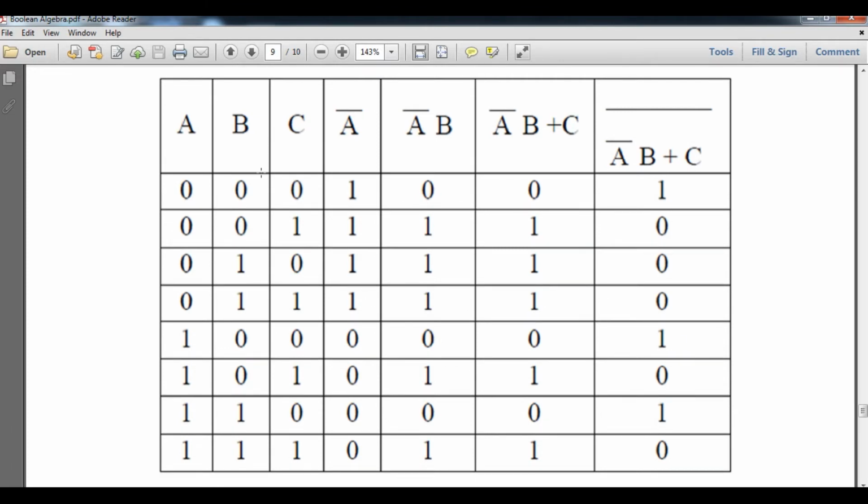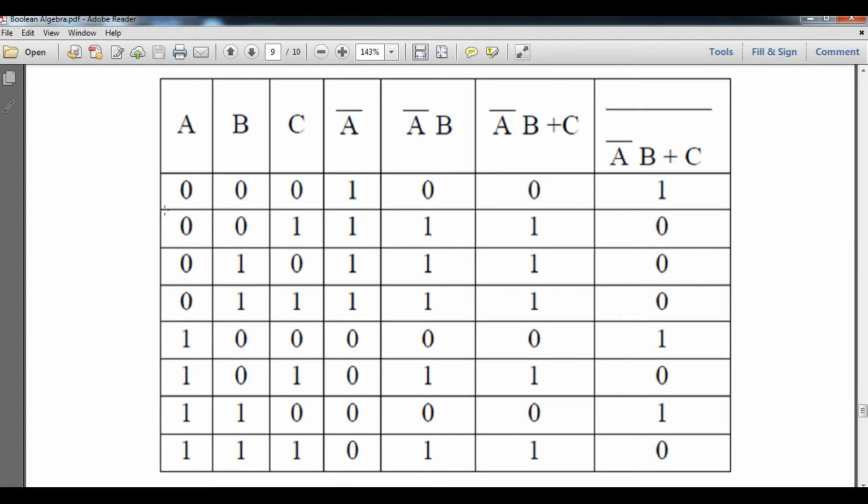So here 3 signals are there, A, B and C. First of all, we take A as 0 0 0 0 1 1 1 1, B as 0 0 1 1 0 0 1 1, and C as 0 1 0 1 0 1 0 1. It also depends on 2 to the power n, because n is 3, so 2 to the power 3 is 8 rows. That's why the truth table is designed this way.